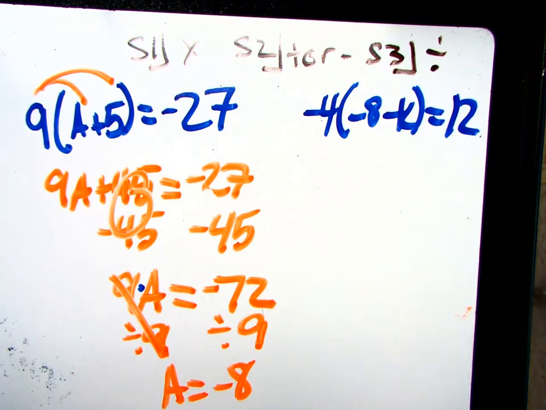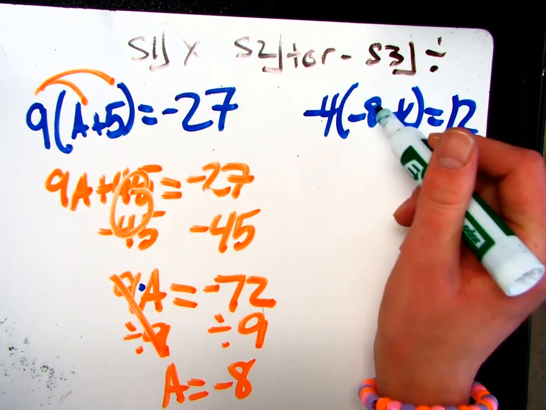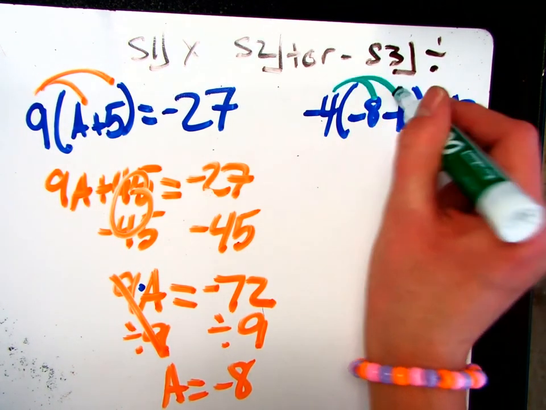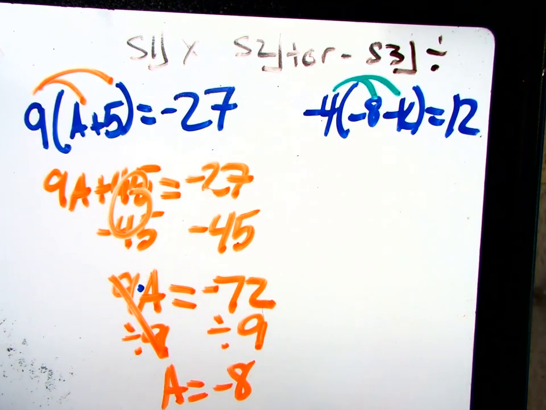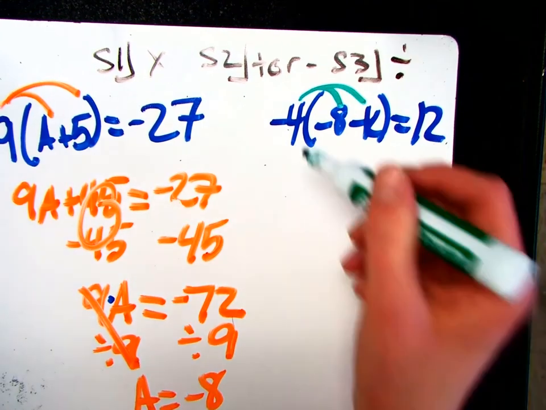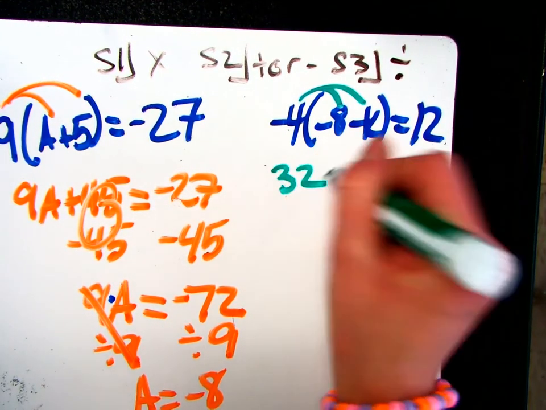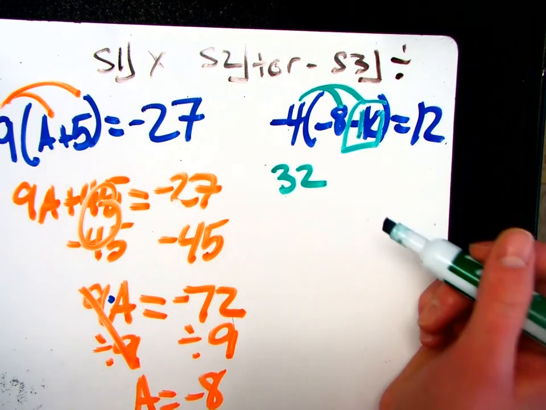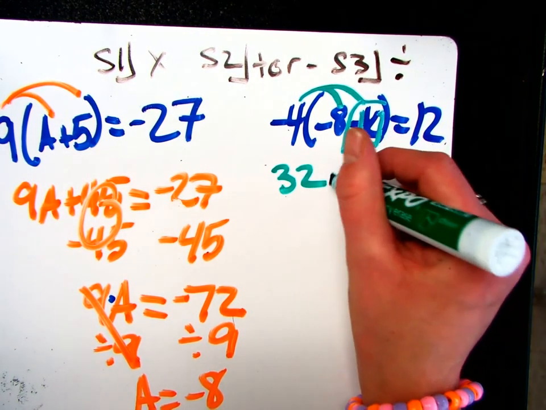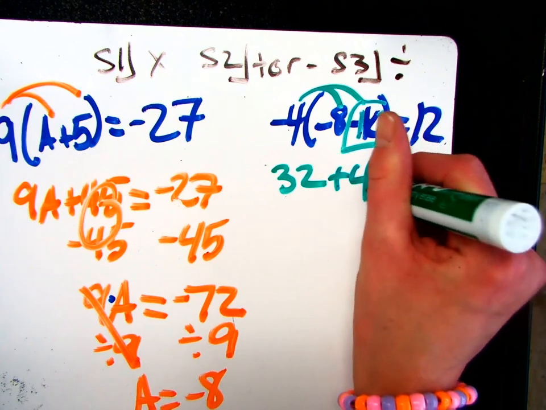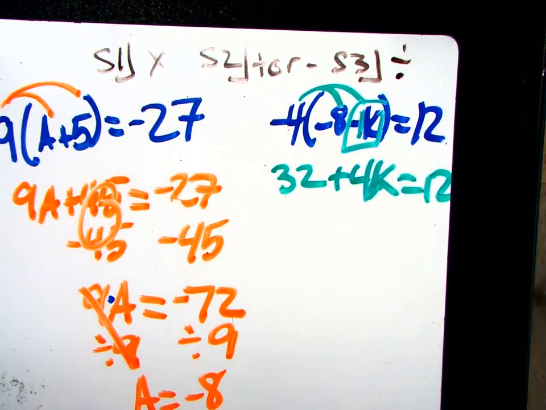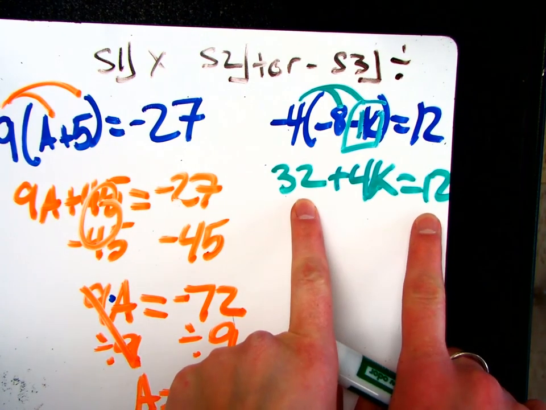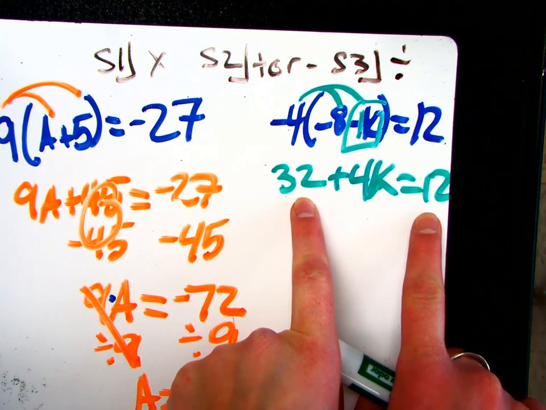For our final example, we've got negative 4 times negative 8 and negative 4 times negative k equals 12. Negative 4 times negative 8 is positive 32. And negative 4, we're going to imagine that this is like a negative 1k, would be a positive 4k equals 12. Okay. We're going to start again by getting our matching numbers together.